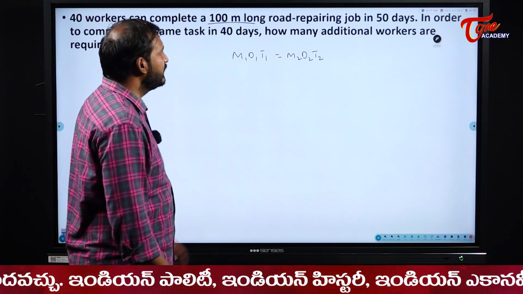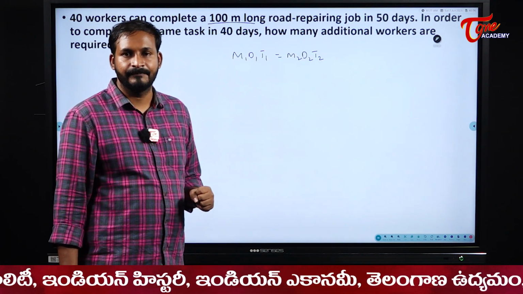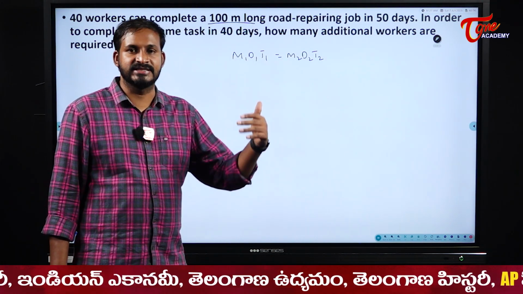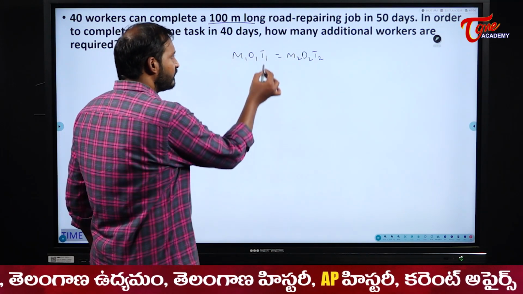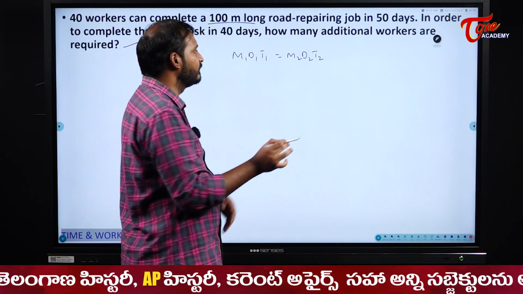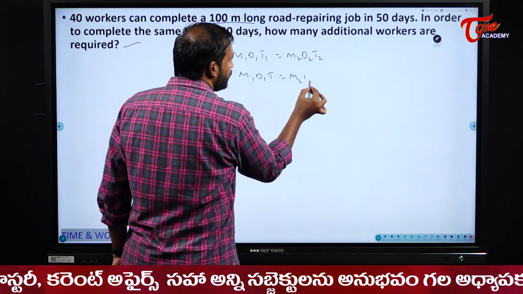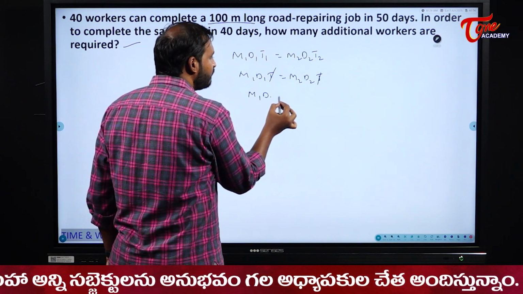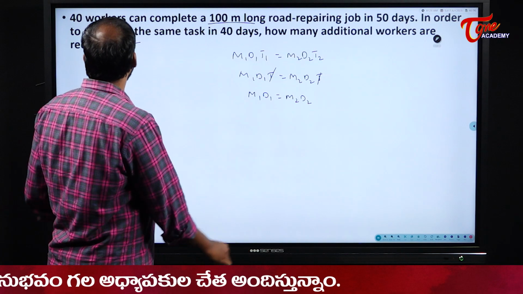Next, in the given question, are they speaking about the time of their work? That means how many hours they are working in a day. Sometimes they will say 6 hours, 8 hours like this. Did they speak anything about that? If they don't speak about that, we can take that in both cases the people are working for the same time. So what does it become? M1 D1 T is equal to M2 D2 T. So obviously T will get cancelled and we will be left with M1 D1 is equal to M2 D2.